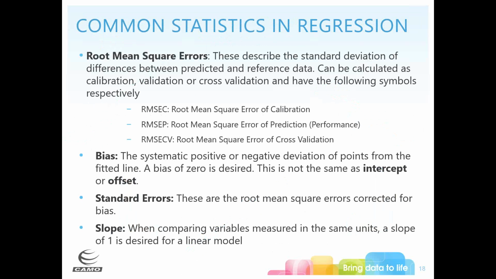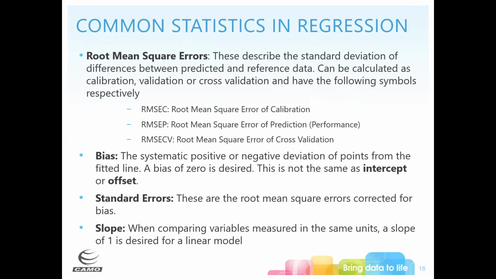So common statistics that we get in regressions is going to be our root mean squared errors. That's going to tell you basically the standard deviation of your differences between your predicted and your reference data. They're calculated just as the difference between the errors, squared, divided by a degrees of freedom value, and then the square root of that. We also might look at a bias.